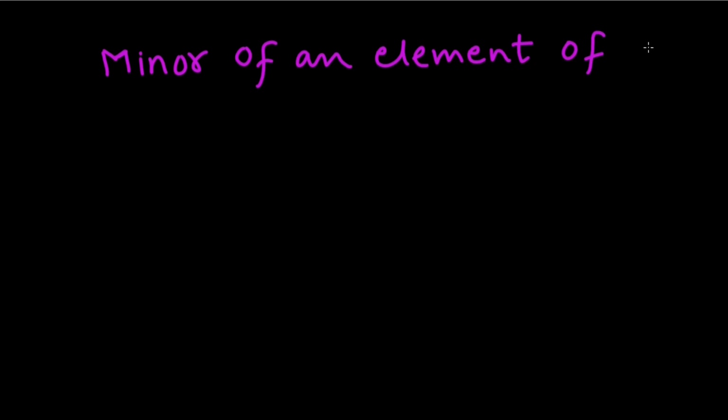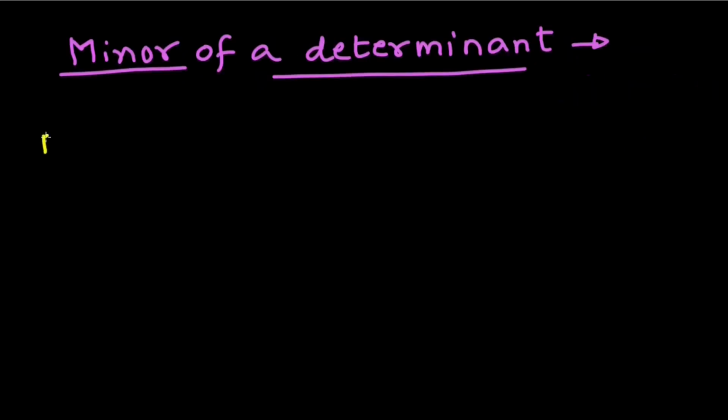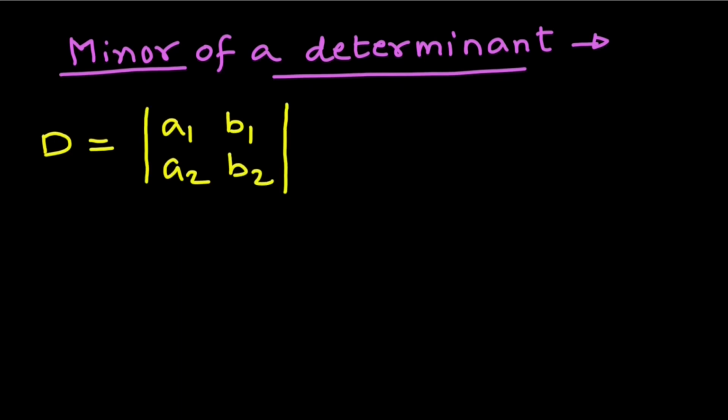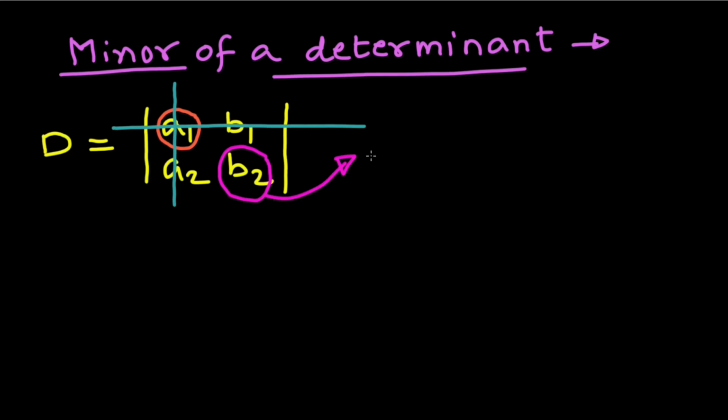Now let us understand how to find minor of an element of a determinant. In a 2 by 2 determinant a1 b1, a2 b2, suppose we want to find the minor of element a1, which belongs to the first row and first column. So for that we have to hide the first row and the first column, and what remains is the element b2. So this element b2 is called minor of element a1.